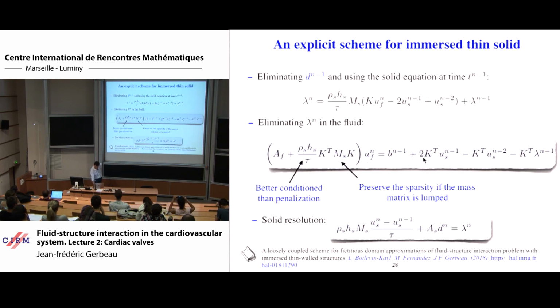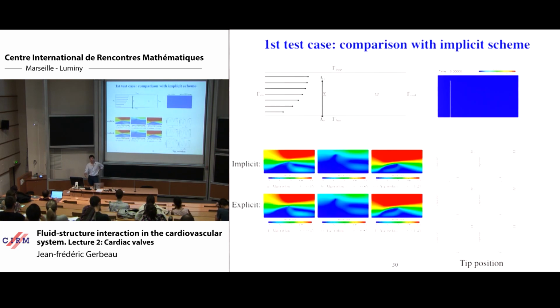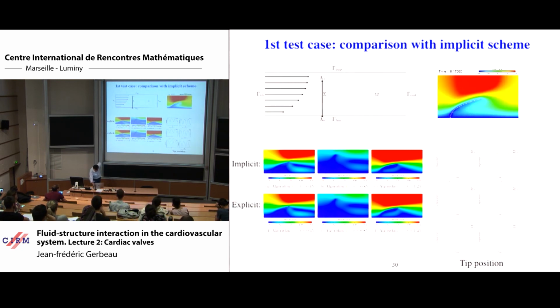So you just solve the fluid once and the solid once. And it works, and we even have a theorem showing that the scheme is stable in the energy norm. So that's really a big step in this field because we reduce dramatically the computational cost, but not only. It's not only a reduction of the computational cost, it's also an increase of the robustness, especially at the moment of contact. So this is an example where we compared implicit with explicit, just to show that we get the same result.